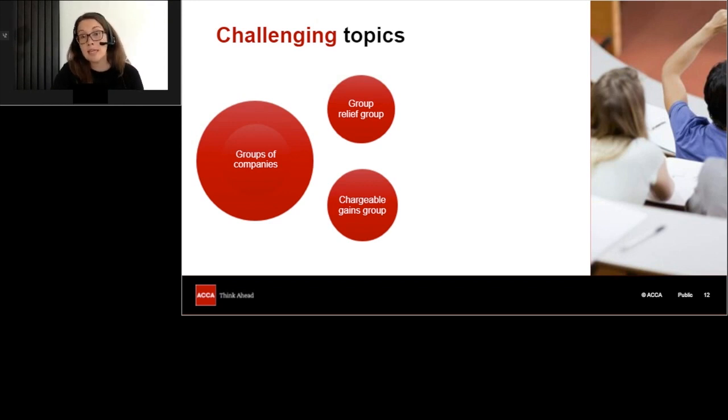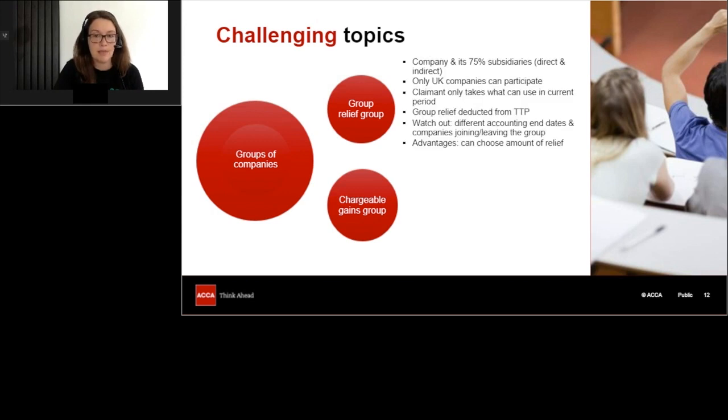One of the areas that I certainly hear students asking about is corporation tax groups. So I thought we would just spend a few minutes doing a bit of a summary of some of the key points around that. So we'll start off looking at group relief groups, and then we'll talk about the chargeable gains groups. Students can get quite muddled on these because we have two totally different group situations that could arise, but they do have some similar sounding rules and advantages to them, but they are actually quite different.